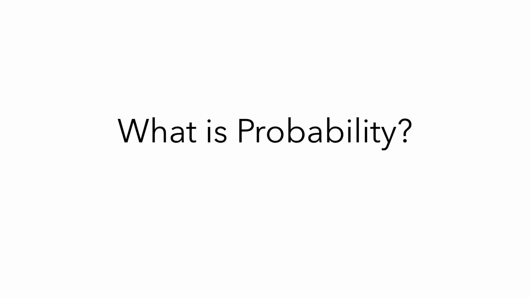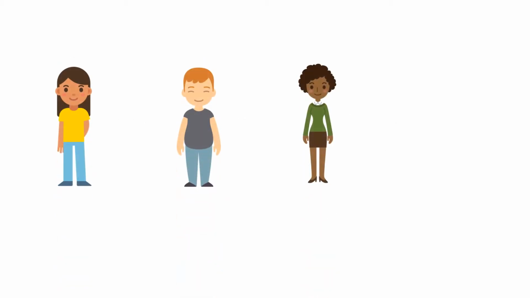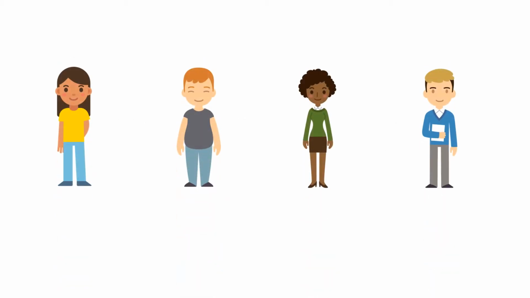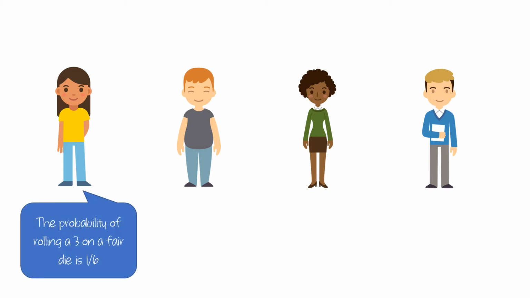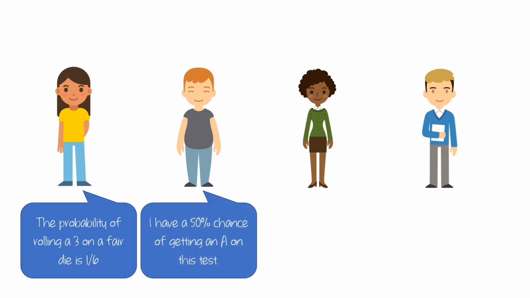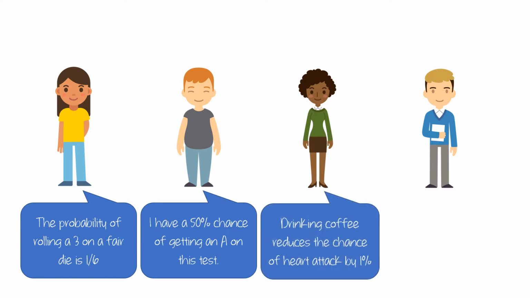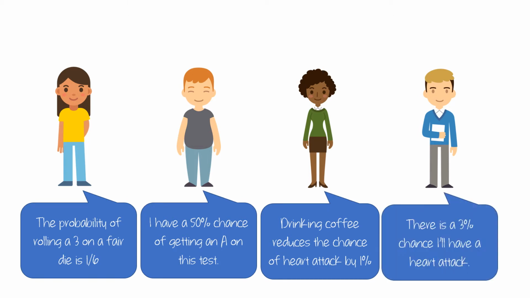In this video, I'll describe several different ways to think about what probability is. Here are some ways you've probably heard people use the idea of probability or chance. Someone might say, the probability of rolling a 3 on a fair die is 1/6. Or, I have a 50% chance of getting an A on this test. Or, drinking coffee reduces the chance of a heart attack by 1%. Or, there is a 3% chance I'll have a heart attack.